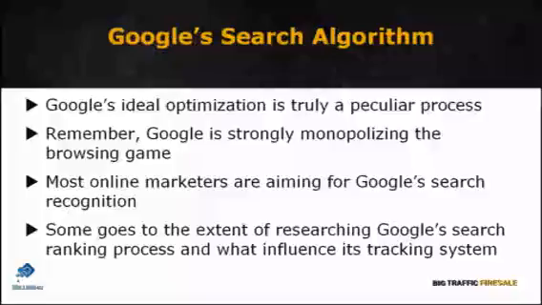Remember how Google has a search algorithm? Experts have been trying to crack the code of Google's ideal optimization search, and they concluded that it is truly a peculiar process. Sure, there's more than just Google as your web browser of choice, but Google is strongly monopolizing the browsing game. Statistically, most online marketers are aiming for Google's search recognition. Some of them go to the extent of researching Google's search ranking process, and they've managed to discover 2 agents that influence its tracking system.